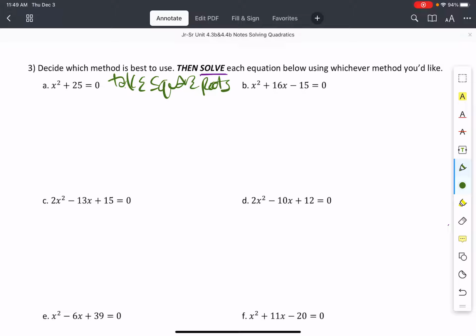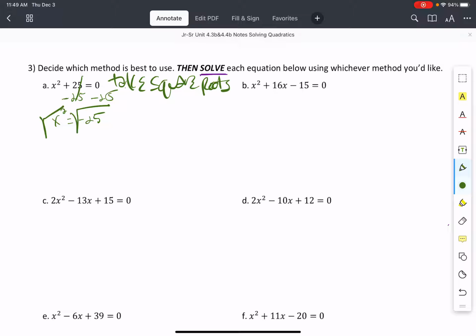So if I'm taking square roots, that means I'm going to start by getting everything but the squared out of there. So I'm going to subtract 25 on both sides. So x squared equals negative 25. Then I square root.